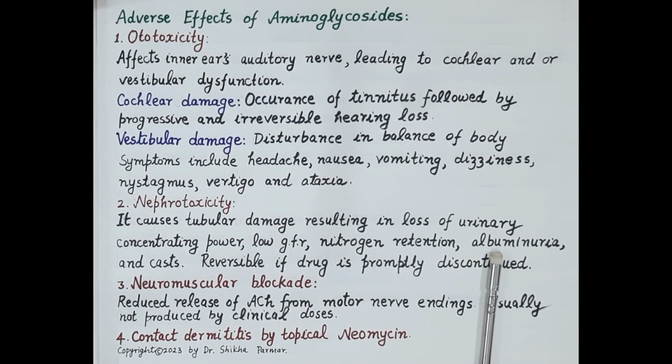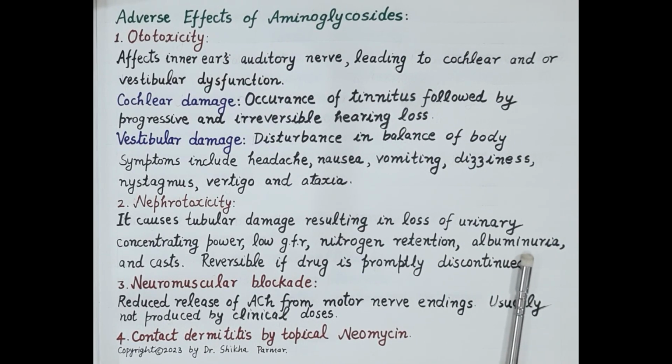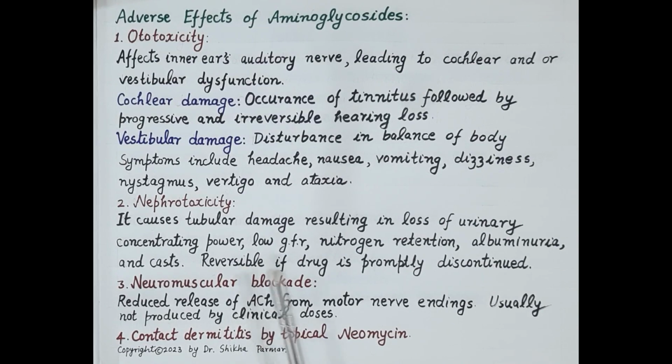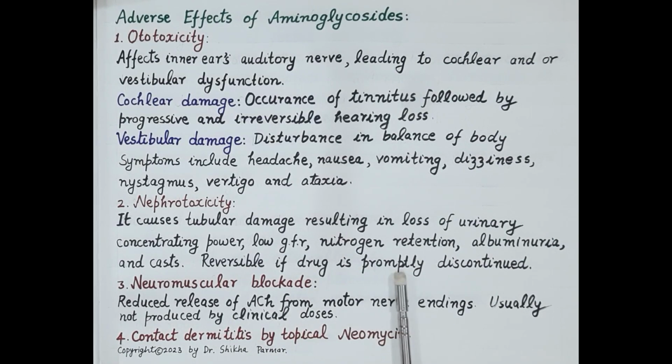It causes the presence of albumin or protein in the urine, which is termed as albuminuria, and it also results in the presence of casts in the urine. So, these casts are tiny tube-like structures in the urine that signify the presence of kidney disease. So, the aminoglycosides cause nephrotoxicity, but this is reversible provided the drug is stopped promptly.